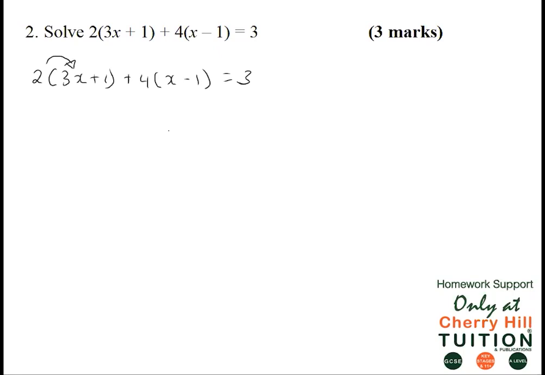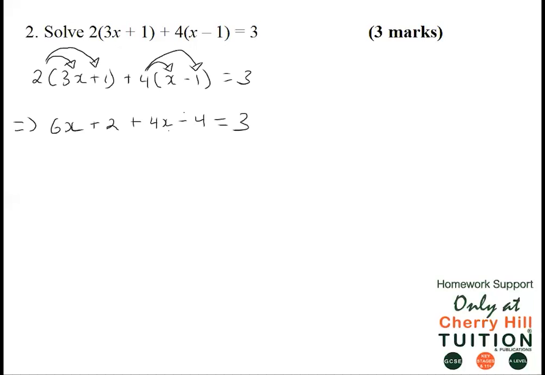So 2 multiplied by 3x is 6x. 2 multiplied by 1 is plus 2. And then we have plus 4 multiplied by x, which is plus 4x. And then we have plus 4 multiplied by minus 1, which is minus 4. And this is equal to 3.